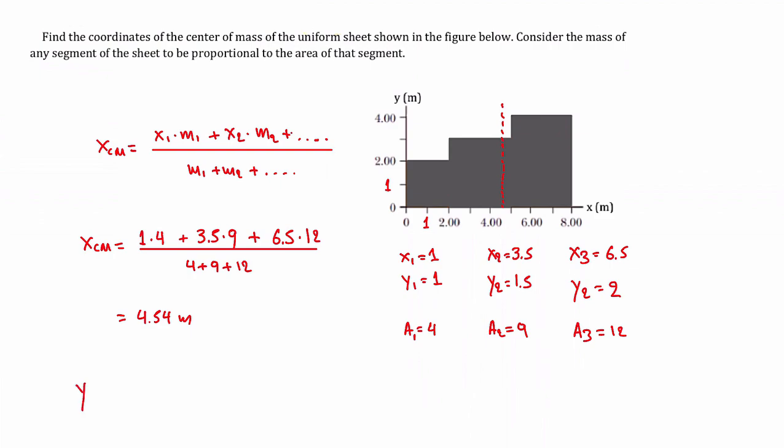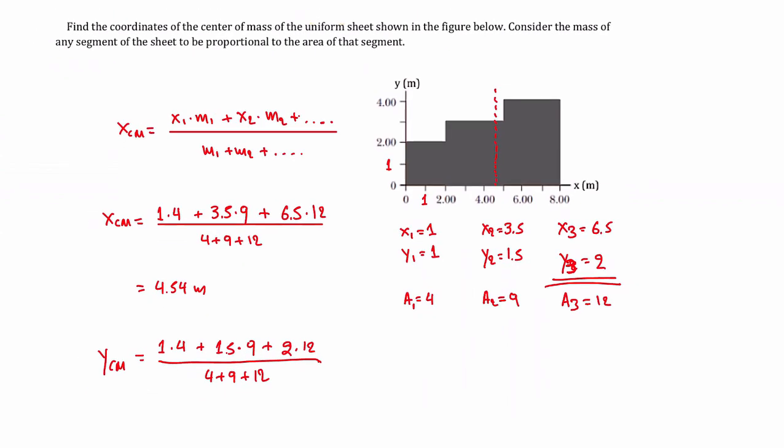Now we're going to repeat these calculations for the y of the center of mass in a similar way. Y center of mass is equal to y1 m1, so the y1 again is 1 multiplied by the mass 1, plus y2, which is 1.5 multiplied by 9, plus y3, actually I made a mistake there, y3, which is 2 times the mass, which is 12. Again, the total mass doesn't change, so it is 4 plus 9 plus 12, and from this, we're going to find that the location of the center of mass is 1.66. So the location of the center of mass is somewhere on this line.